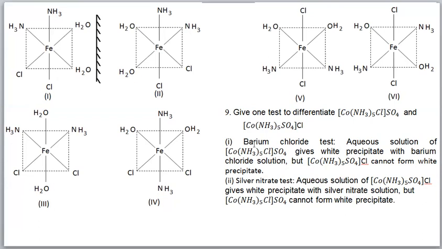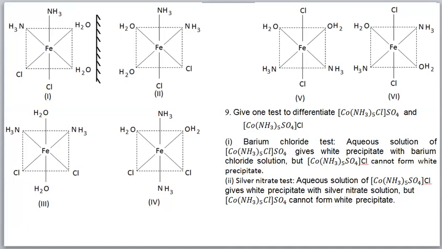One more test we can write: the silver nitrate test. The chloride isomer will give a precipitate with the silver nitrate solution. You see, the aqueous solution of [Co(NH3)5SO4]Cl gives a white precipitate with the silver nitrate solution, but [Co(NH3)5Cl]SO4 cannot form a white precipitate.